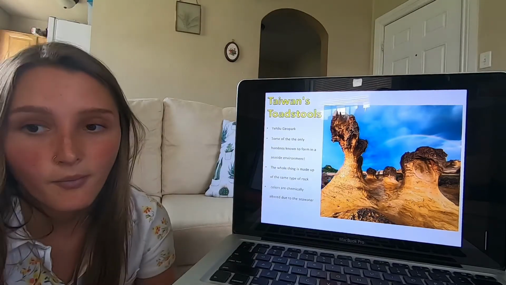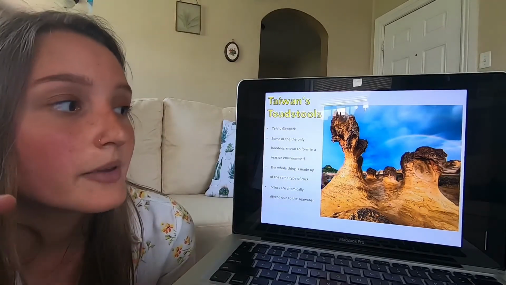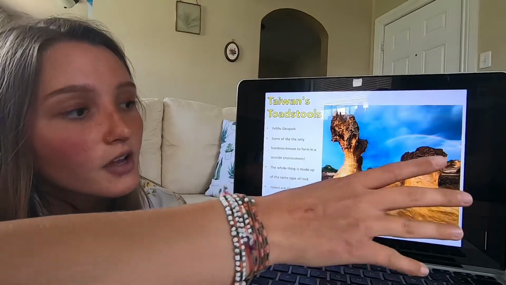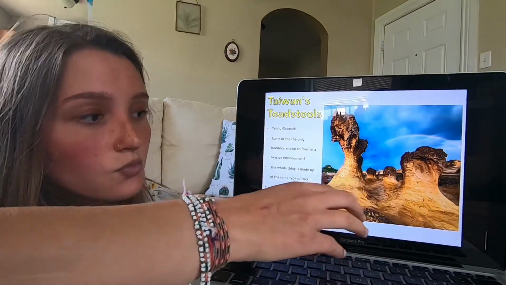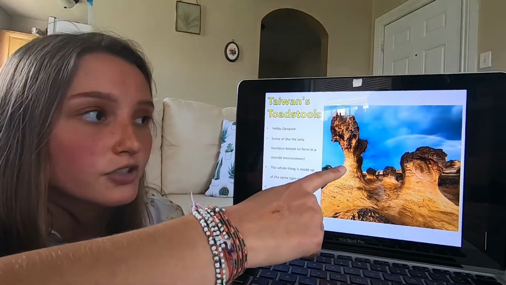the seawater. And another cool thing to note is that because of the tides coming in and out, you can see that they have eroded the bottom into this really smooth texture, while the top remains this hard, rocky, rough texture.